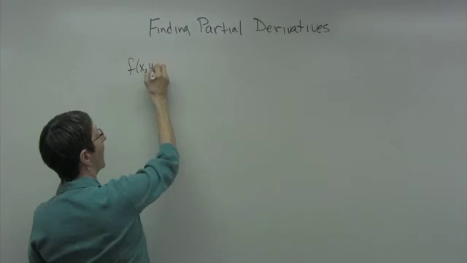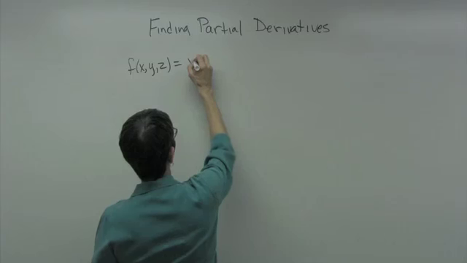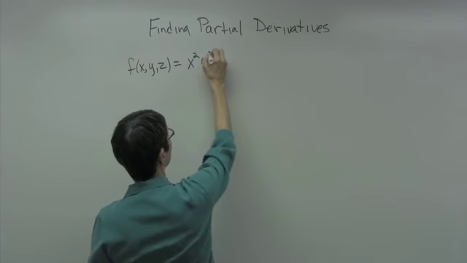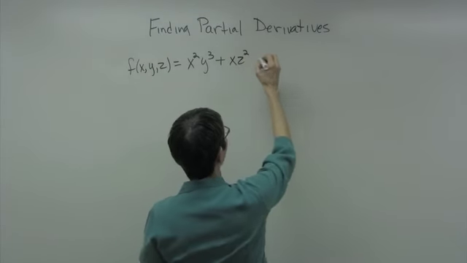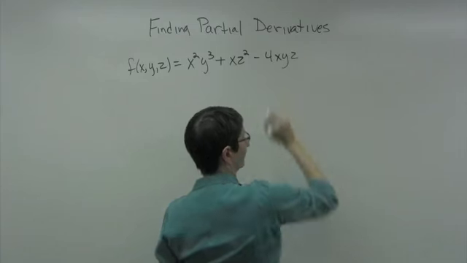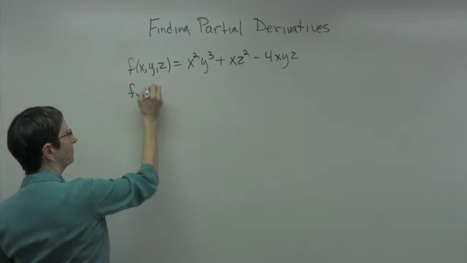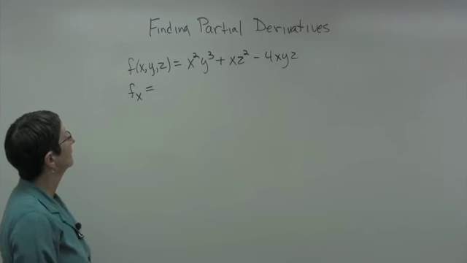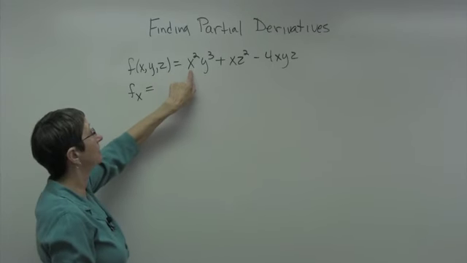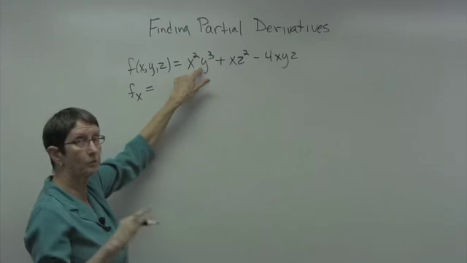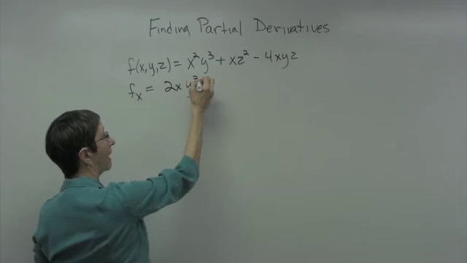F of x, y, z, a function of 3 variables, equals x squared y cubed, plus x z squared, minus 4xyz. I have 3 variables. I have 3 partial derivatives. So, derivative with respect to x. X is the variable. The derivative of x squared is 2x. Y cubed is a constant multiplier. So I could write 2x and then keep my constant multiplier y cubed.